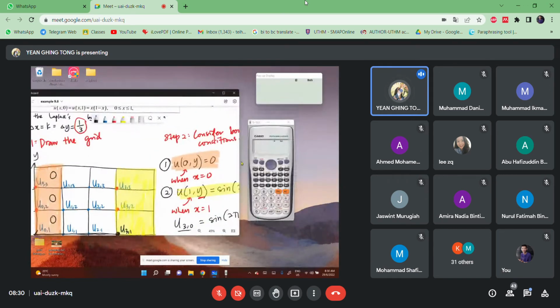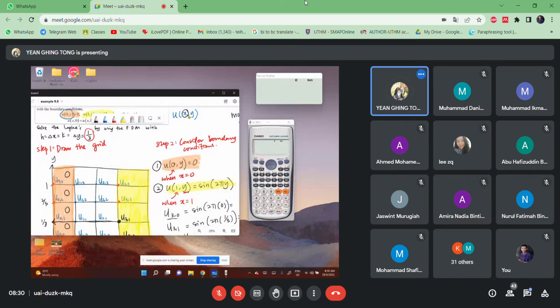Using the calculator, you can just press sine 2 pi y. Remember, because this is sine, you have to make sure your calculator is in radian mode. So sine 2 shift pi alpha y, close the bracket, and calculate the value of y.